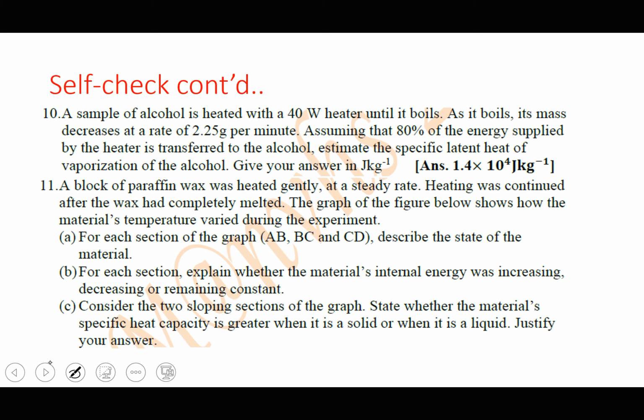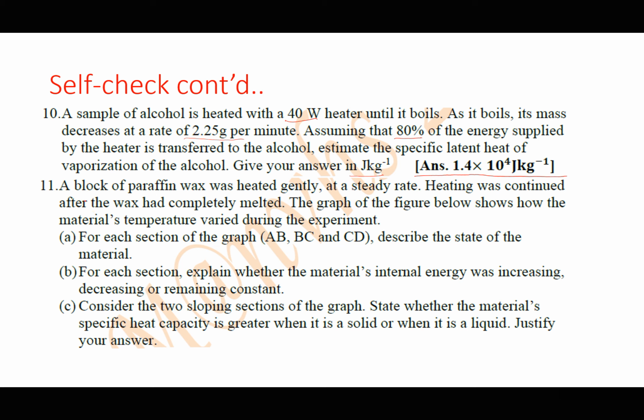Self-check number 10. A sample of alcohol is heated with a 40 watts heater until it boils. As it boils, its mass decreases at this rate. Remember, at boiling, the temperature remains constant. Assume that 80% of the energy supplied by the heater is transferred to the alcohol. Estimate the specific latent heat of vaporization of the alcohol. So give your answer in joules per kilogram. You are just going to verify if this is correct.